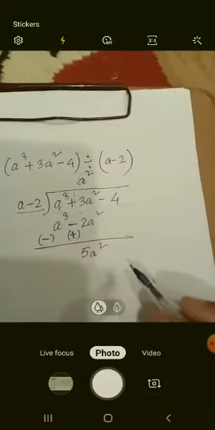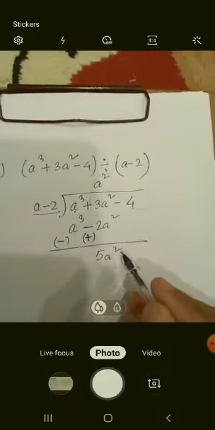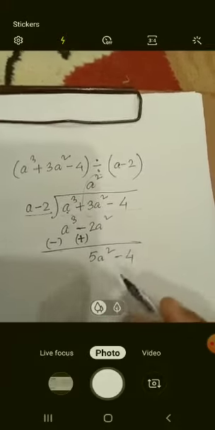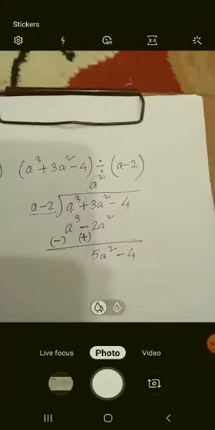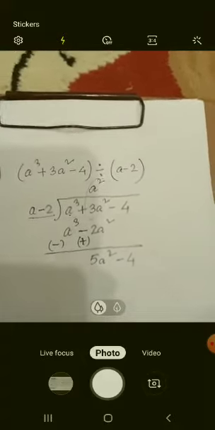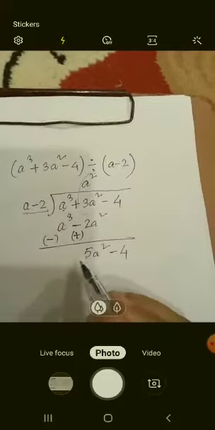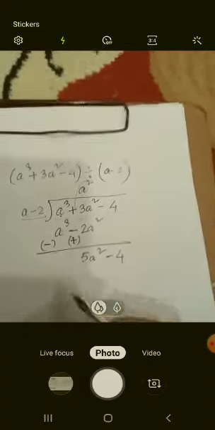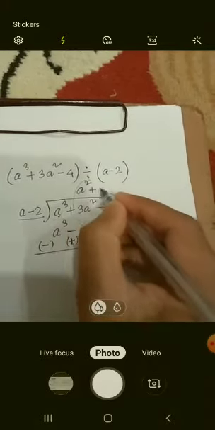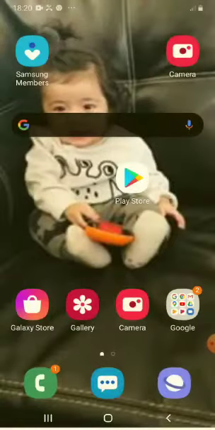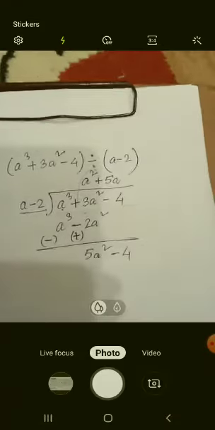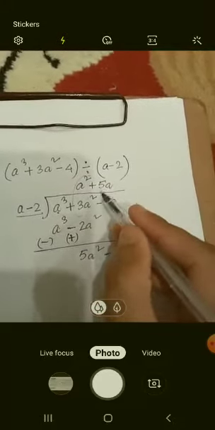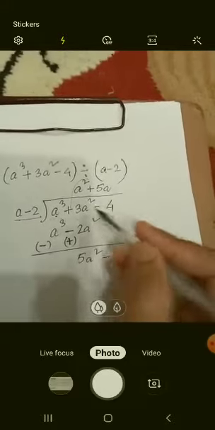At this point we bring down this minus 4. So now we ask how many times does this a go into this 5a square, and that is 5a times. So we write 5a here, up top in line with the other terms.